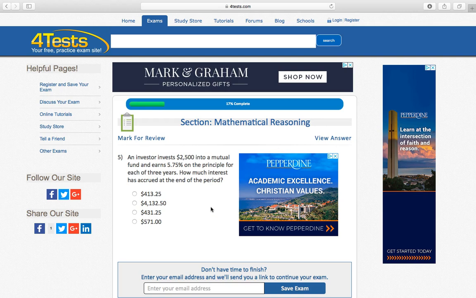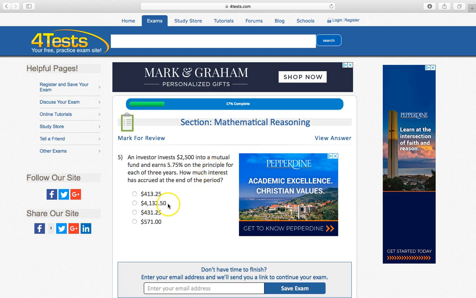Okay, money problem. An investor invests $2,500 into a mutual fund, earning 5.75% on the principal in each of the 3 years. How much interest has accrued at the end of the period? So the first thing, always make sure we read the question carefully. They're saying how much interest, not some total, right?